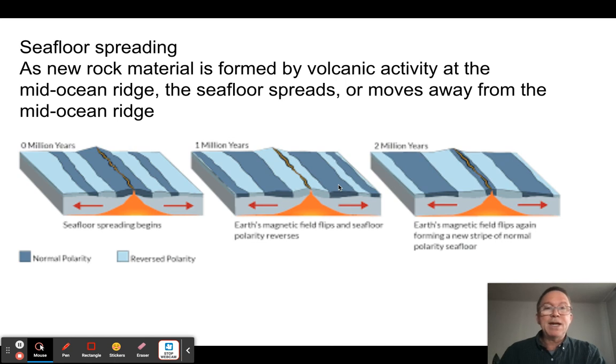And as time goes by, now it's 2 million years old. So it's even farther. And as time goes by, this material, which started at the middle trench, is going to get farther and farther and farther away. Now, this diagram showing anything about magnetic polarity we're not going to get into.